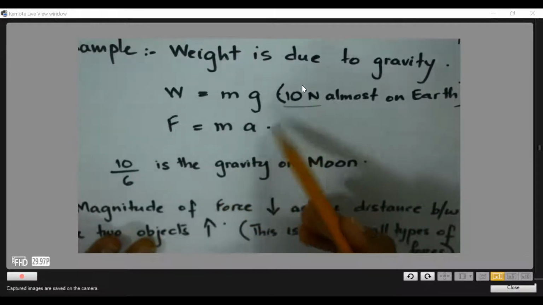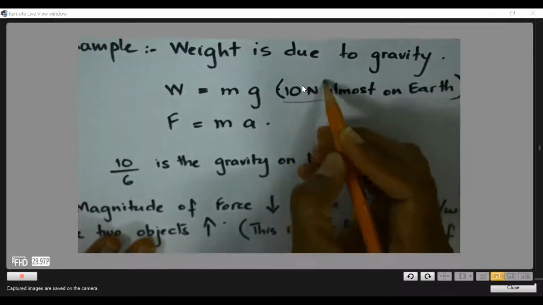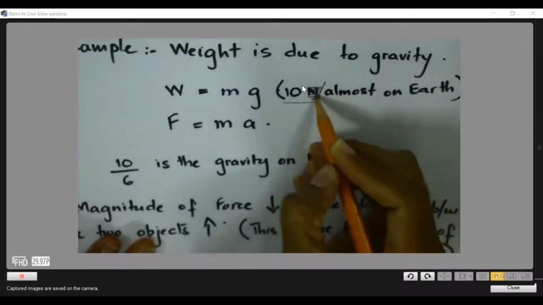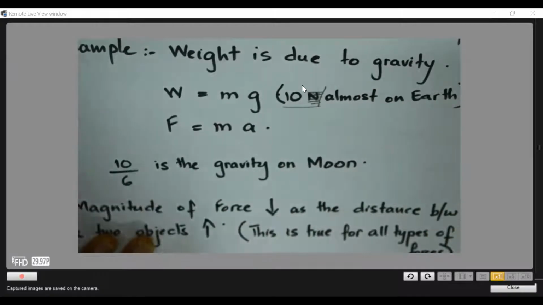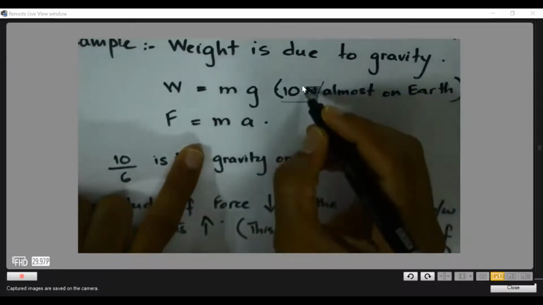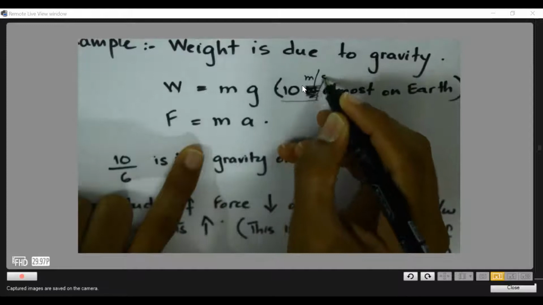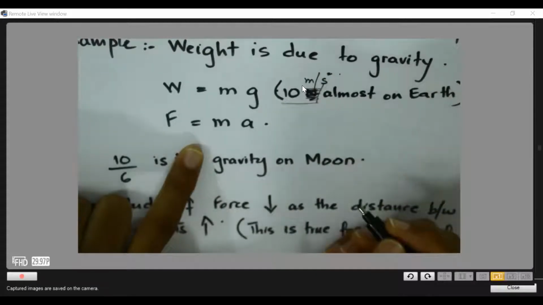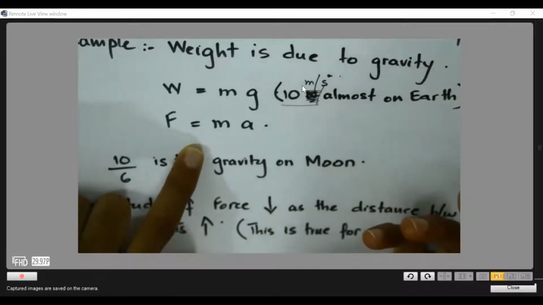Yeah, it is 10 meters per second square. So this unit is wrong. This is not the unit for g. It is meters per second square. Remember, the unit for acceleration was meters per second square. I hope you remember the units.